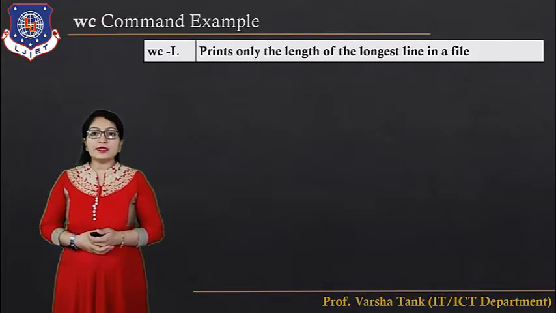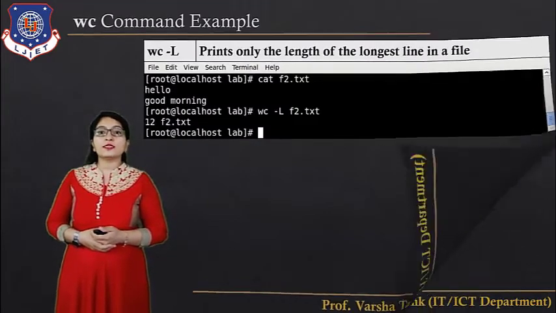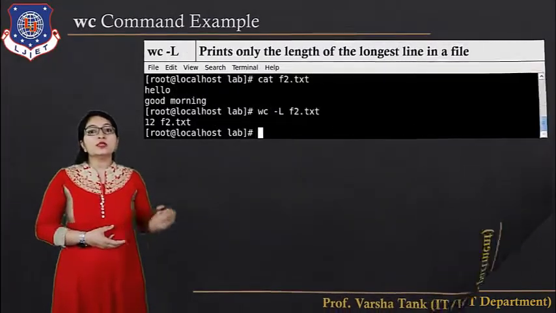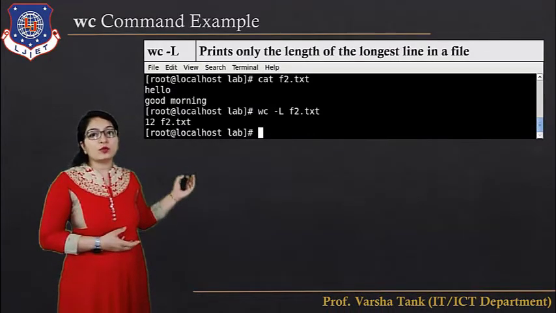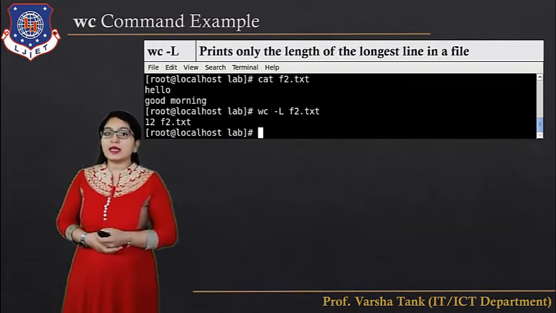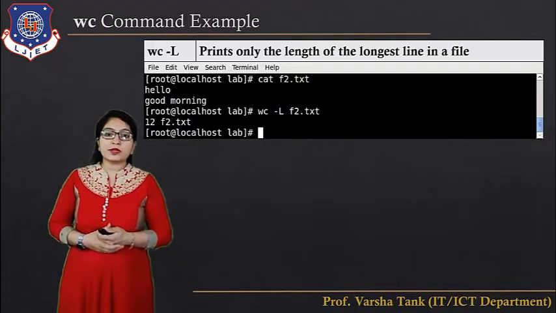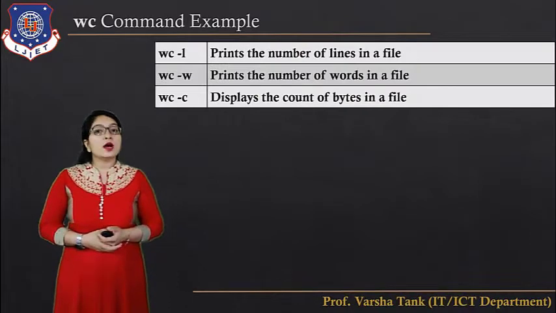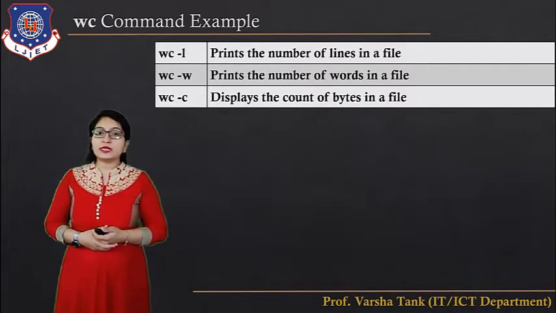Now for example, let's see wc -L. It prints the length of the longest line. Here you can see cat f2.txt: hello good morning. So it will display the length of the longest line, that is 12. Now next, wc -l, wc -w and wc -c.